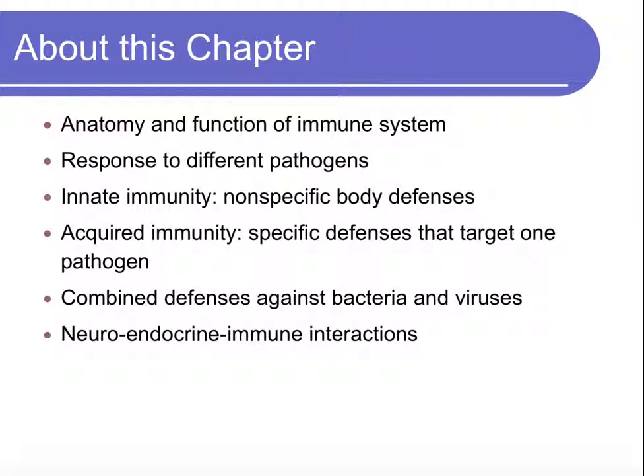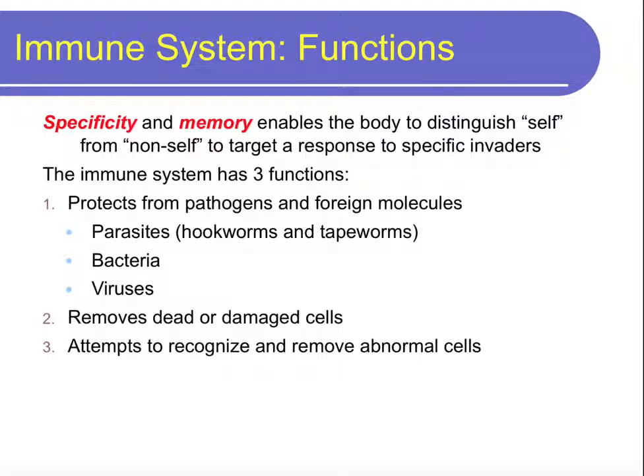bacteria and viruses, and then just end with a discussion on how the nervous system, endocrine system, and the immune system interact. So, what's the purpose of the immune system? Well, it's to protect us. And in order to do that, it has to be very specific about who it's going to attack, so specificity. And we also want our immune system to have the capacity to remember. So, memory is another important aspect.